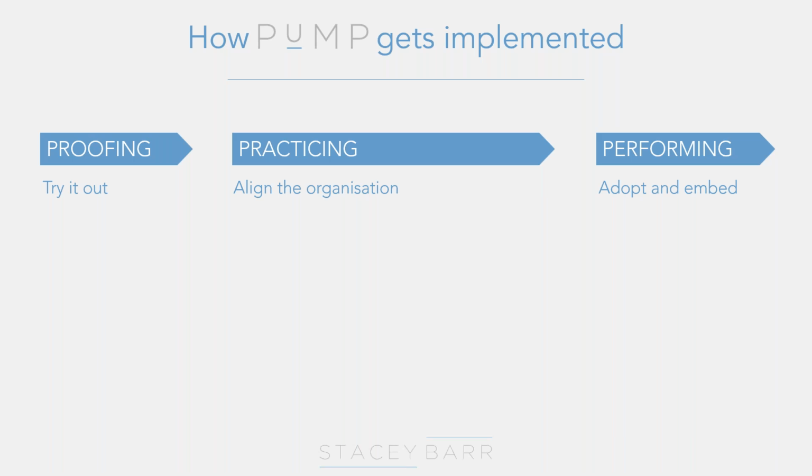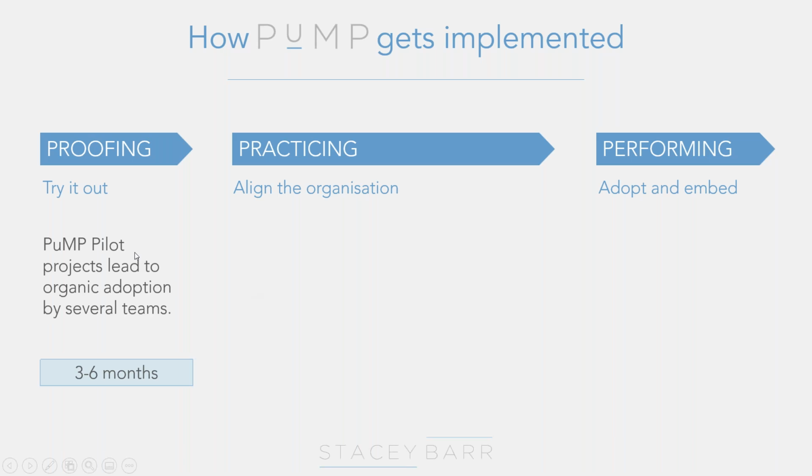Now, the first important condition to the success of PuMP is that you implement it organically. And this means that we don't train everyone in PuMP and then launch into a whole organization-wide rollout. All the poor measurement practices that still exist in our organizations have created too much negative baggage for that kind of approach to work. We don't want that negative baggage to get in the way of a PuMP implementation. And that's why we start with the proofing phase.